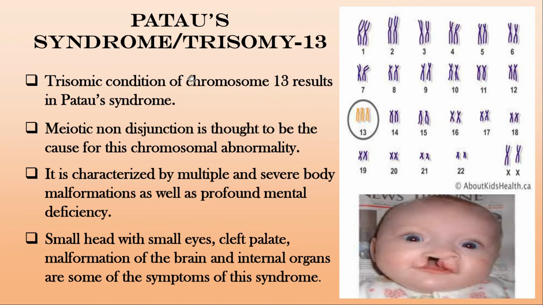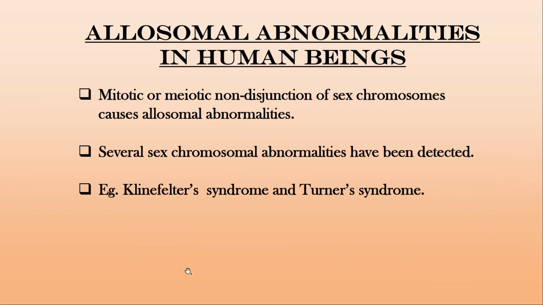The next one is Patau's syndrome or trisomy 13. The 13th chromosome will have 3 copies, which is called the trisomic condition of chromosome 13, Patau's syndrome. Meiotic non-disjunction is thought to be the cause of this chromosomal abnormality. It is characterized by multiple and severe body malformations as well as profound mental deficiency. A small head with small eyes, cleft palate, and malformation of the brain and internal organs are some of the symptoms of this syndrome.